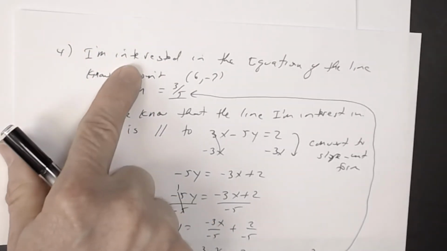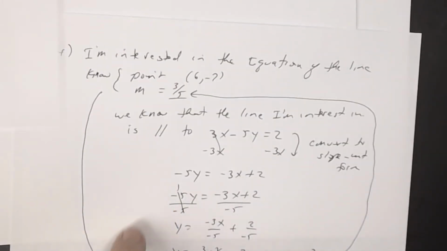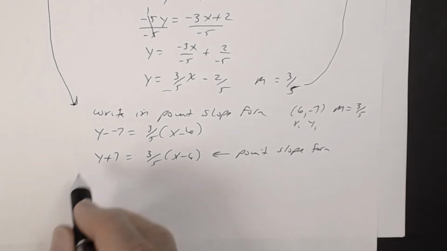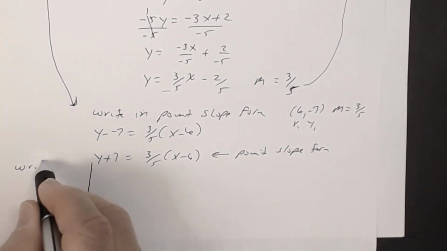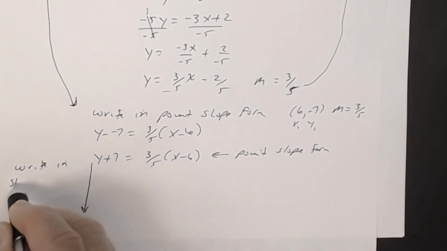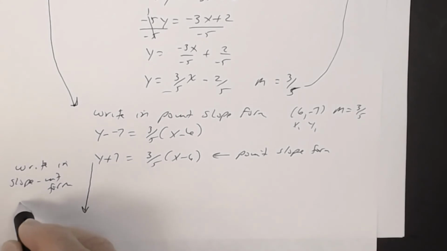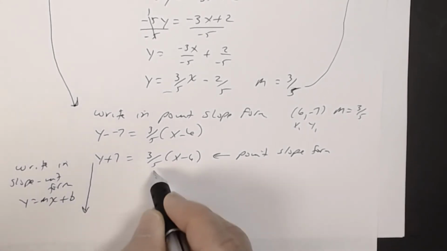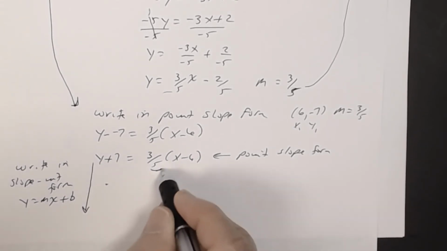But that's not what I want to end up with. I want to end up with an equation in slope-intercept form. So what I have to do now is take this line that's in point-slope form and convert it to slope-intercept form, which remember is y equals mx plus b. So I'm going to distribute. So let me go ahead and rewrite this over.